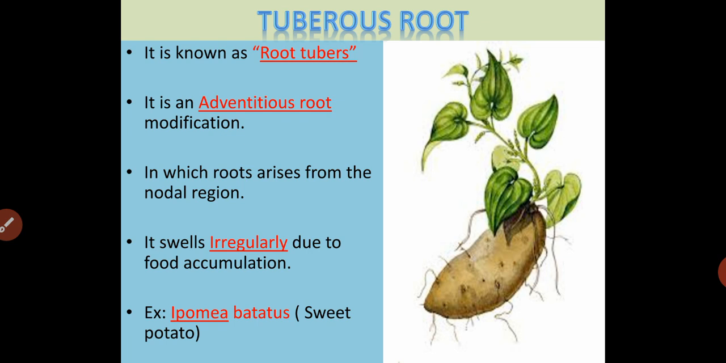Tuberous root modification is the condition which is exhibited by the adventitious roots. These are commonly known as root tubers, in which irregular accumulation of the food takes place so that the root swells, and in which the roots arise from the nodal region. Example for this is Ipomoea batatas, that is sweet potato.